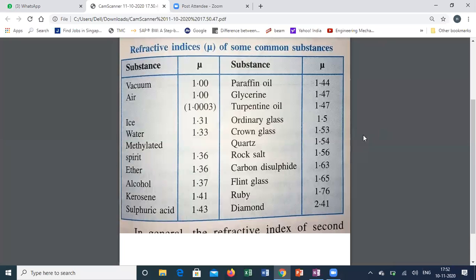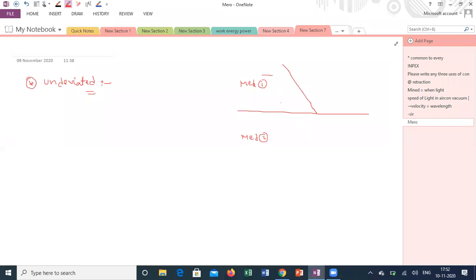Suppose I am taking the two mediums of glycerin and turpentine oil, this is glycerin, this is turpentine oil. Even though they are two different mediums, the light ray will be undeviated. Here your sin i will be equal to sin r. So the first condition is the refractive index of medium 1 should be equal to the refractive index of medium 2. This is the first condition for the light ray not to deviate.